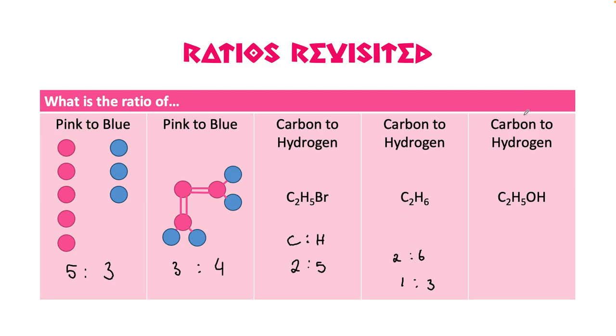I'm then going to look again at carbons to hydrogens. In this case, it looks like 2 is to 5. However, I must make sure I go back and include this hydrogen here as well. So again, this one is 2 carbons and I've got 6 hydrogens, so the ratio of those is 1 is to 3. So that's a quick recap of what ratios are and how they work.